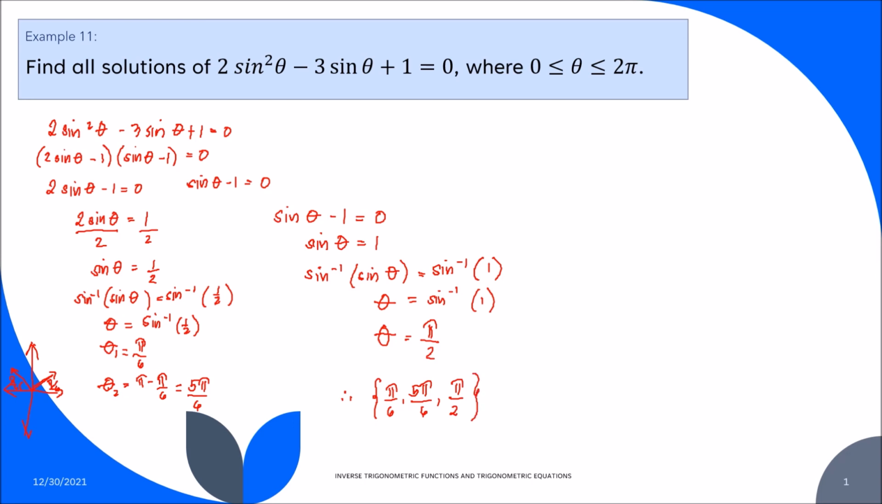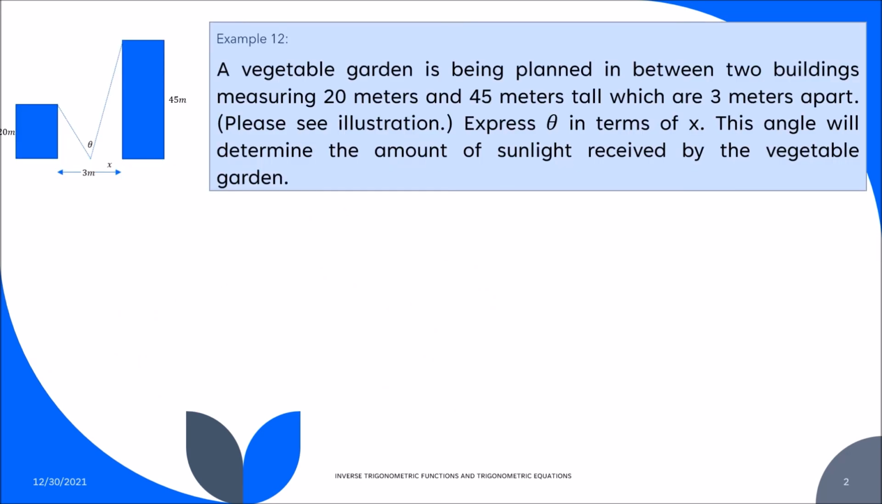I hope you were able to get the process. Now let's solve this problem. A vegetable garden is being planted in between two buildings measuring 20 meters and 45 meters tall, which are 3 meters apart. Express theta in terms of x. This angle will determine the amount of sunlight received by the vegetable garden.